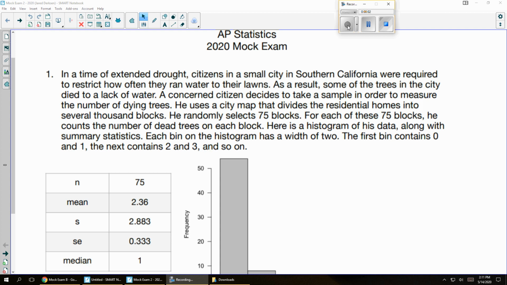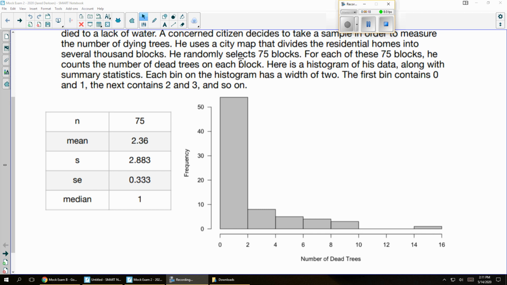I'm going to go through the answers to the 2020 mock exam presented here, and in a separate video I'll talk about how you might consider scoring it. So first of all, you should of course read the question, read it closely, see what they're telling you. They've given you a graph, a histogram that looks like this, as well as some summary statistics.